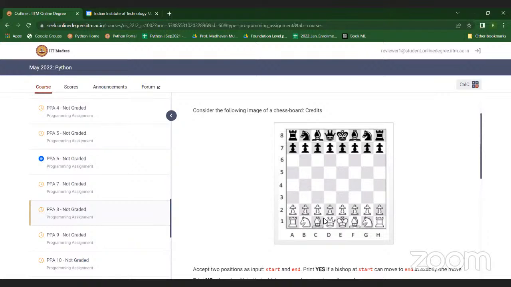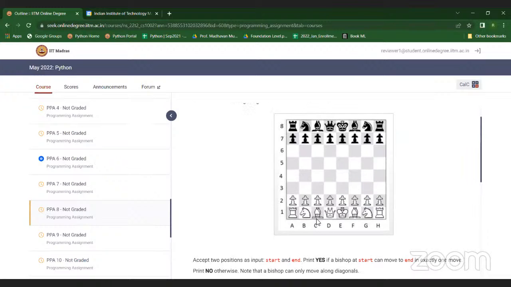Yes. Bishop moves diagonally, right? So given the position of c1, you know that from c1 you could move to b2 or a3, or you could move to d2, e3, f4, g5, h6 and so on. These are all the positions it can move. All the remaining positions it cannot move to, right?